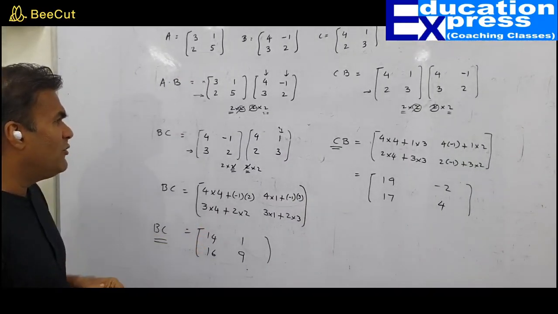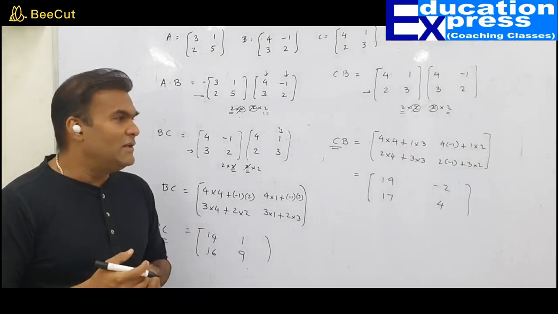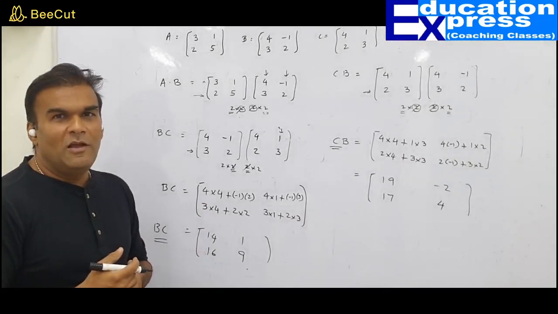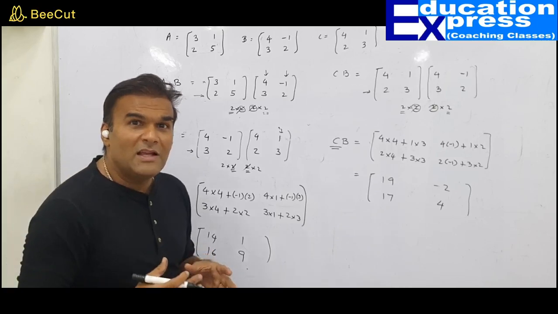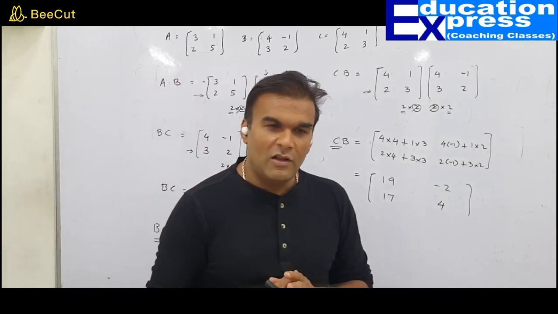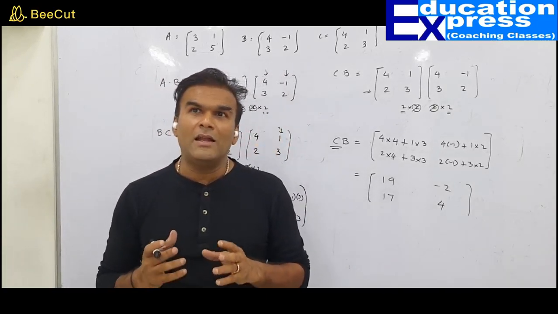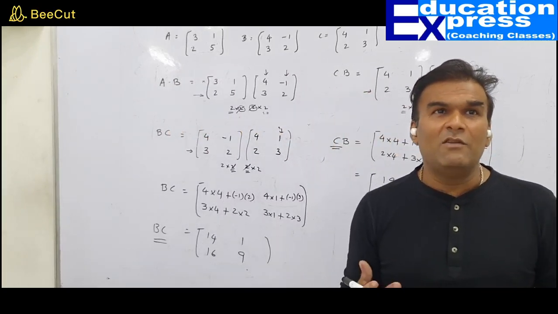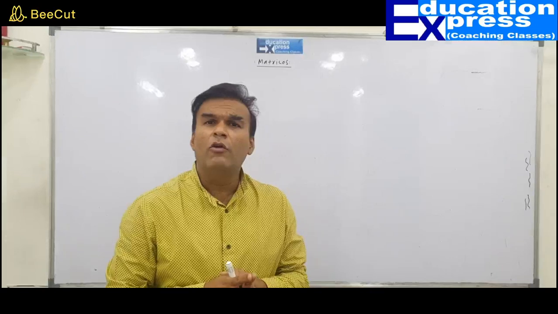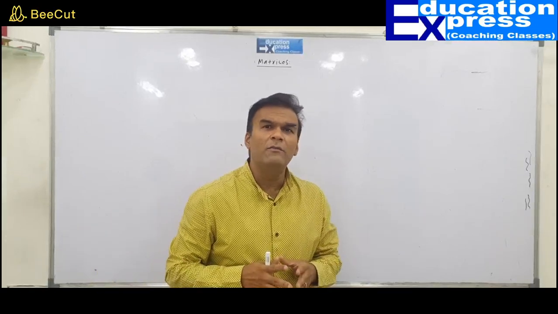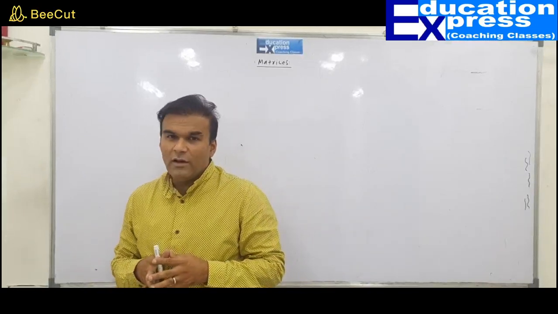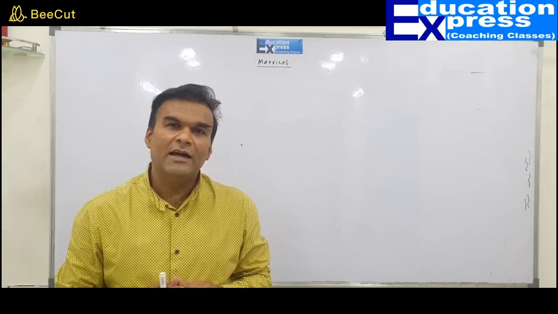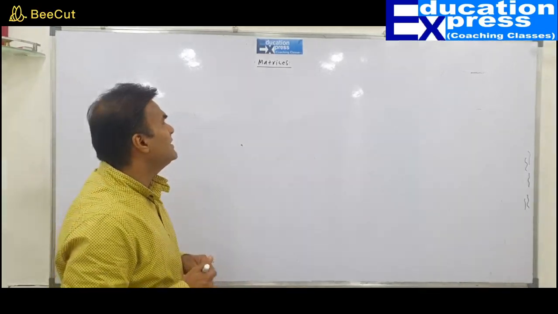That means what we observed over here is BC is possible, CB is also possible, but they both are not same. These are the laws of multiplication. My dear friends, if you practice and understand these laws of multiplication, the entire exercise will become extremely simple. What you need to know is the rules of matrix multiplication. Once those rules are done with, I think you will be absolutely fine with it.